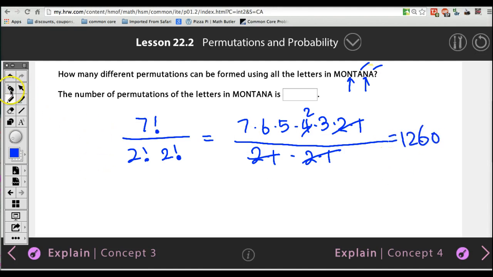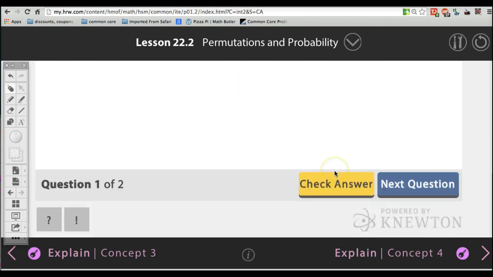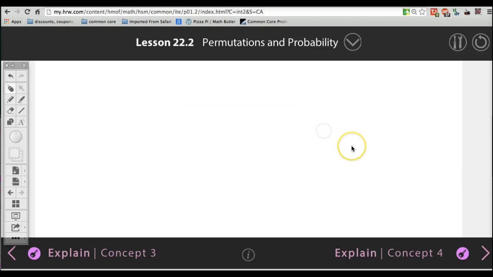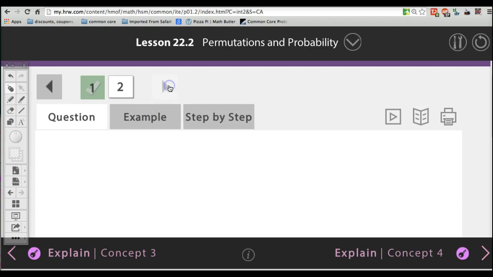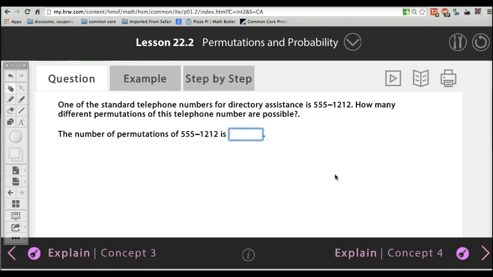Okay, so let's check our answer. Is it 1,260? Let's see. Check answer. Yay, it says correct. Okay, so that was correct. All right, and that's it. Let me see what the next example is. Well, this is the same thing, okay?